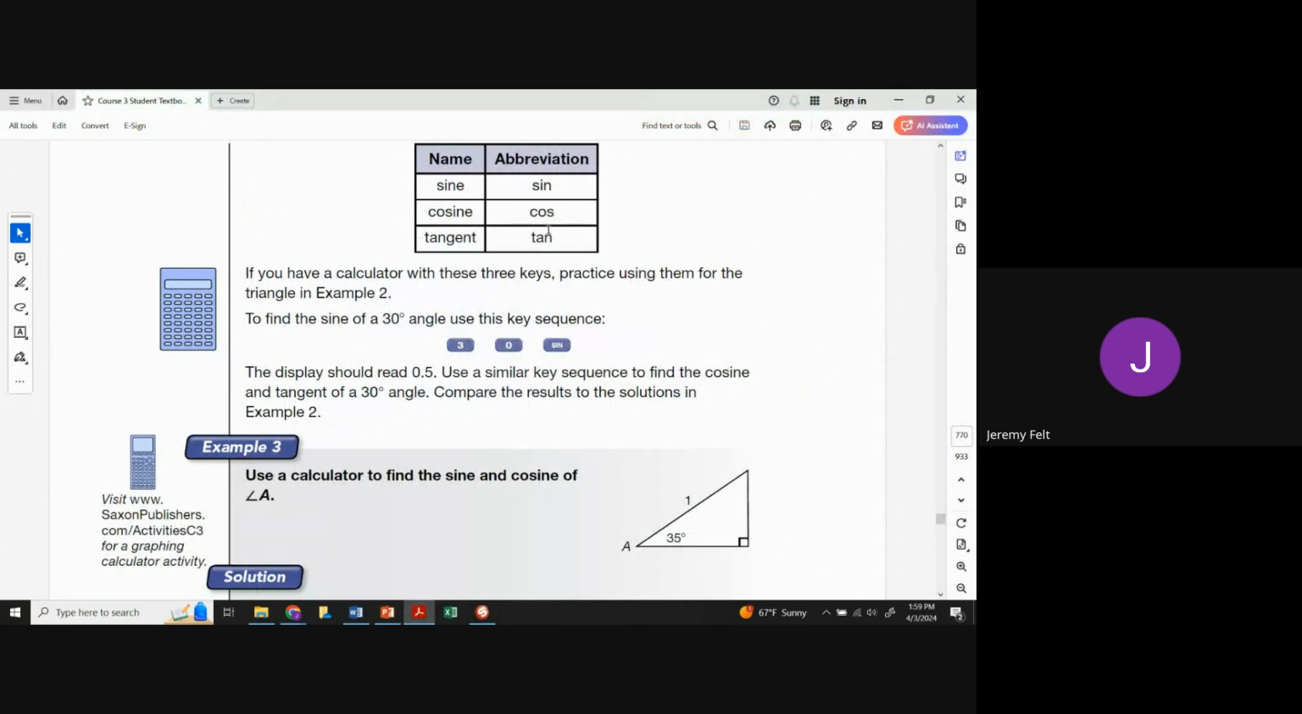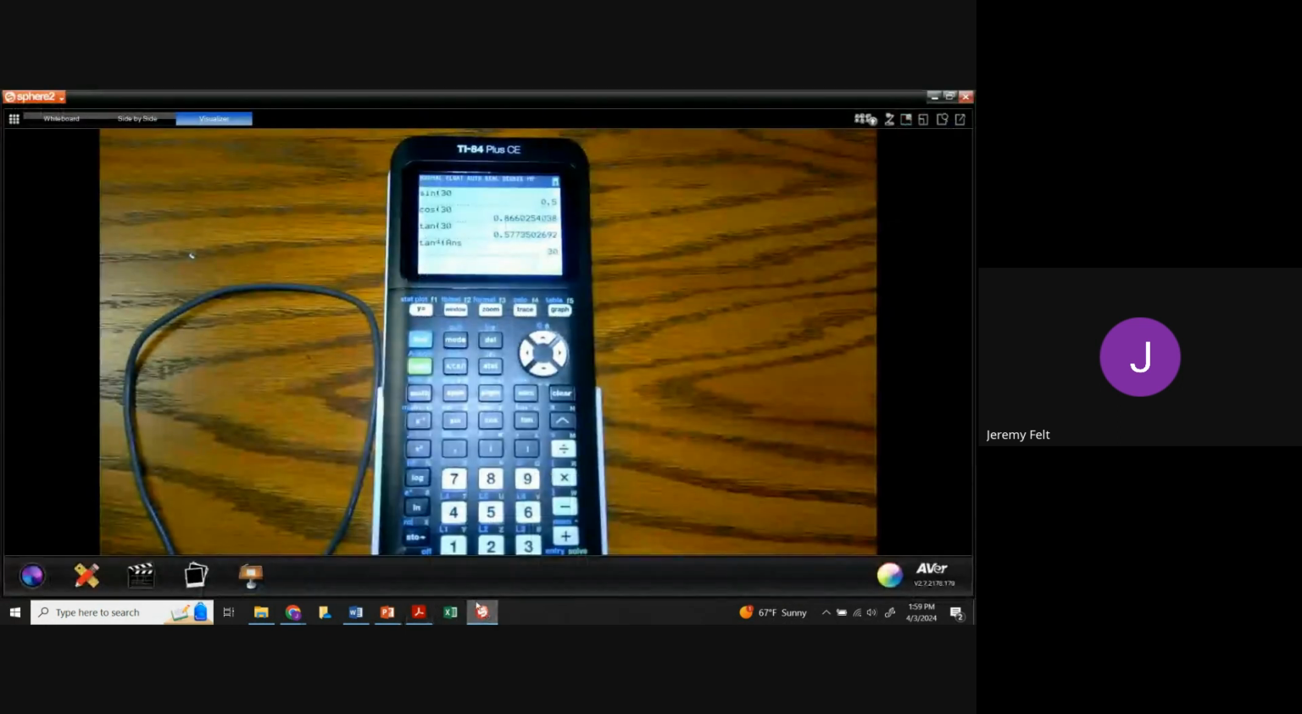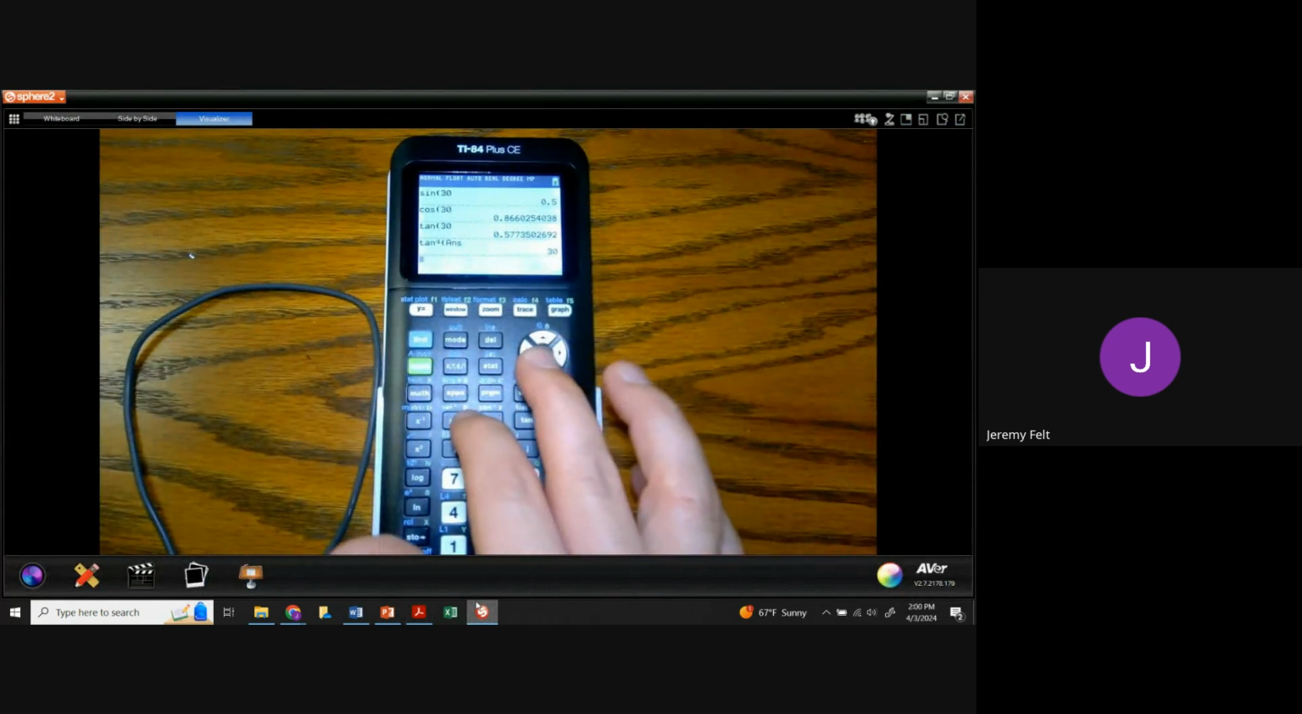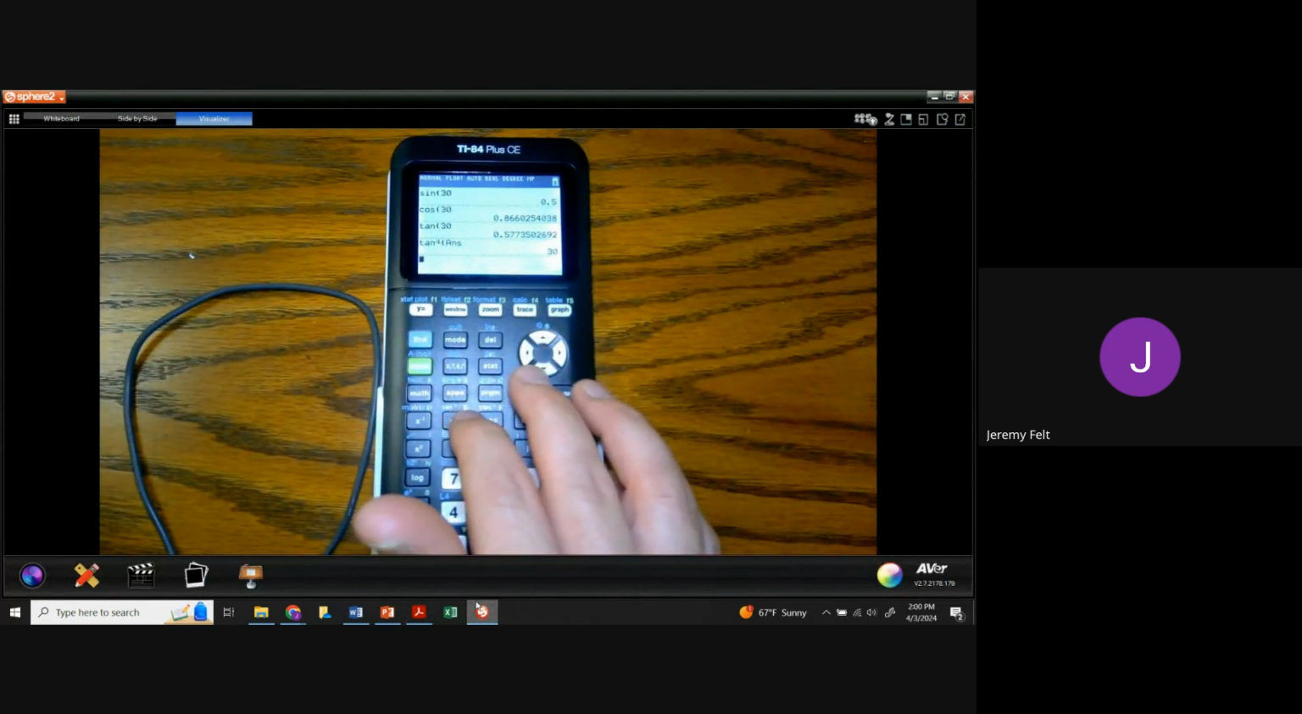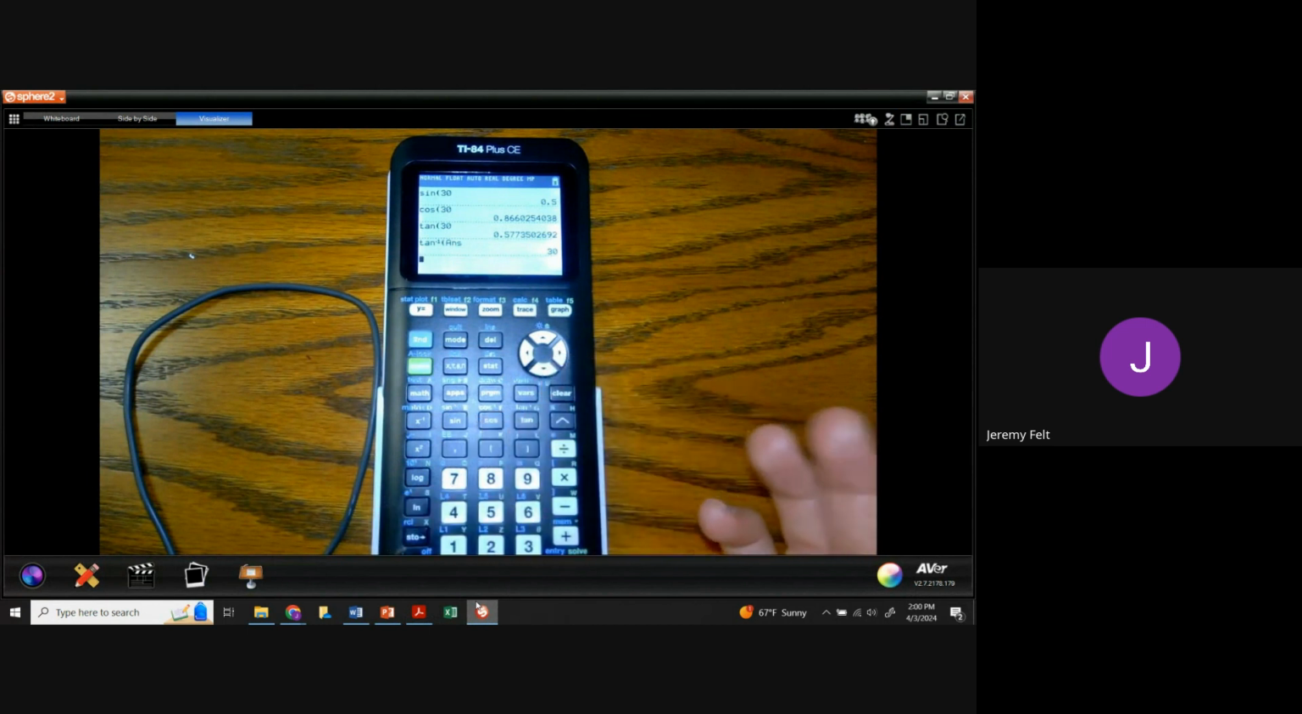So that's our abbreviation. That's how it shows up on our calculator as well: sine, cosine, and tangent. I usually just write SIN and call it sine. I use cosine and tangent the same way, just those shortened versions.